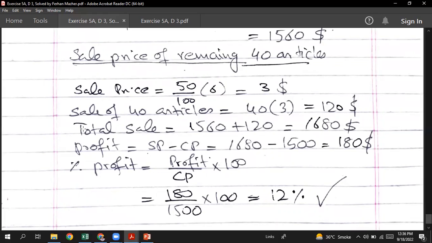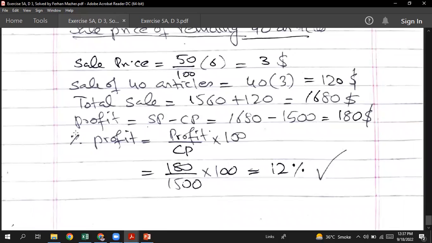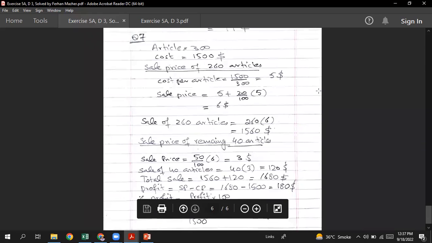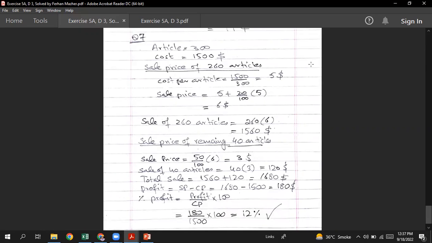Now the profit will be sale price minus cost price. The sale price is $1,680 and the cost price is $1,500. So they have made a profit of $180. The percent profit will be the profit divided by the cost price multiplied by 100. So it is 180 divided by 1,500 multiplied by 100, and that will be 12%. So we are done with this question. Now the whole question is showing up on your screen, and you can pause the video and take your time with this question.